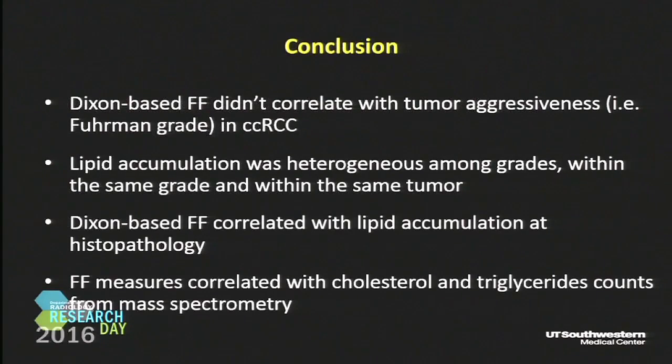In conclusion, the in vivo Dixon-based fat fraction measurements did not correlate with tumor aggressiveness, as indicated by Fuhrman grade in Clear Cell RCC in our patient. The lipid accumulation was heterogeneous among different tumor grades, and also within the same grade, and also among different regions of the same tumor. This might provide an opportunity to further understand the metabolic alterations in Clear Cell RCC and the potential correlation with clinical outcomes.